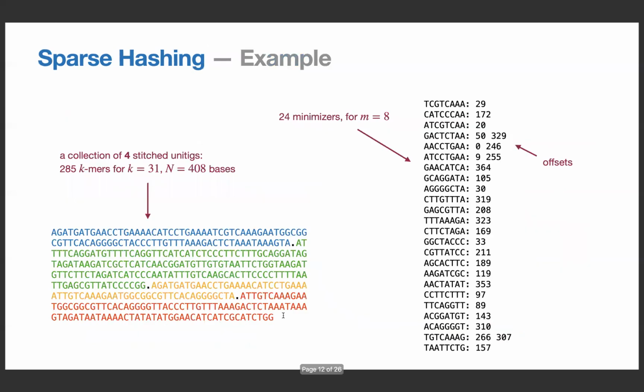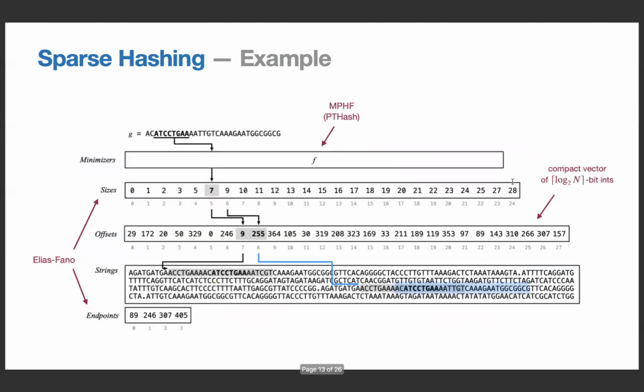So let's consider now a practical example with 4 strings, as you can see here, for k equal 31 and minimizer length m equal 8. In this case, we have 285 k-mers and 24 distinct minimizers. As you can see on the right, the offsets of the super k-mers associated to the minimizers are actually these ones. And so our data structure looks like this.